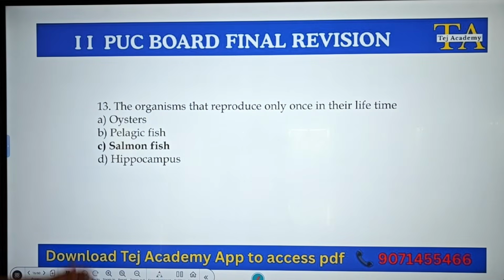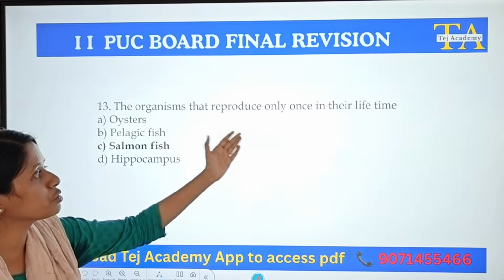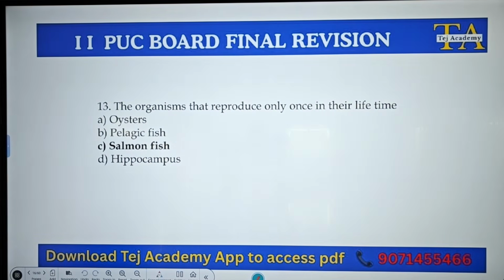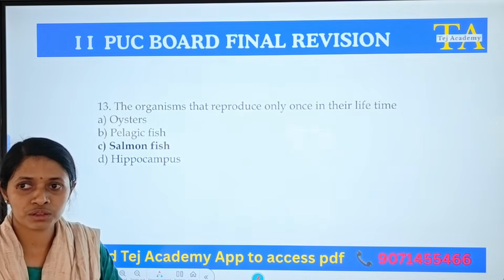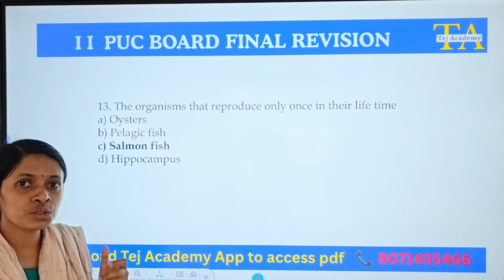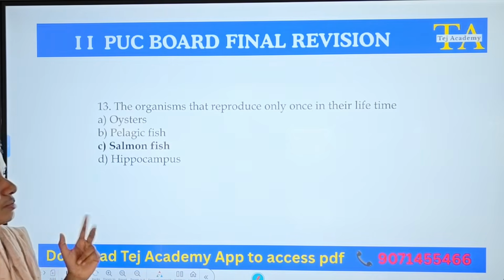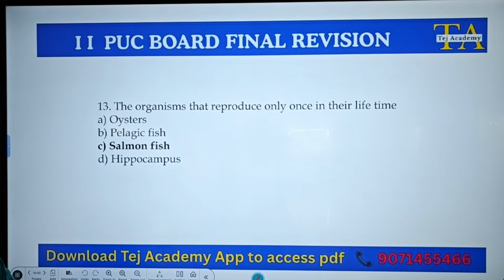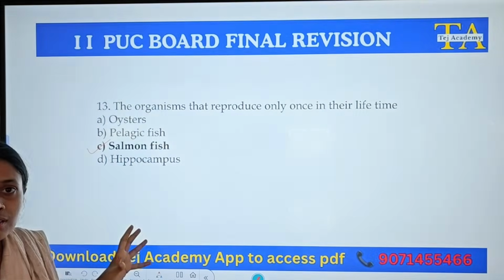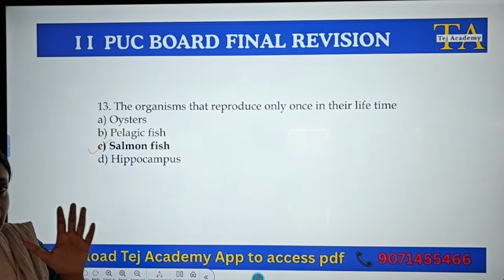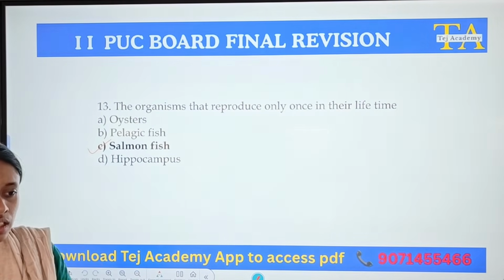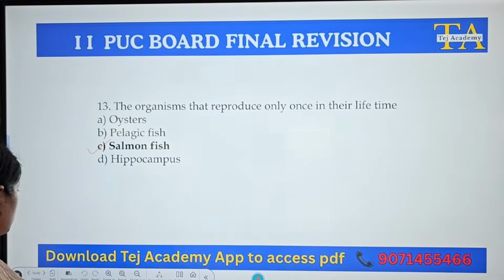Now let's go to the next question. The organisms that reproduce only once in their lifetime. You might know that there are many organisms that only reproduce once in a lifetime, and the first example that we all know is bamboo. But do you know what is an example of an organism that reproduces only once in its lifetime in the case of animals? And the answer is salmon fish. These fishes move from the ocean to the backwaters and lay their eggs, and they die and they never come back. Okay, the young ones only come back to the ocean.